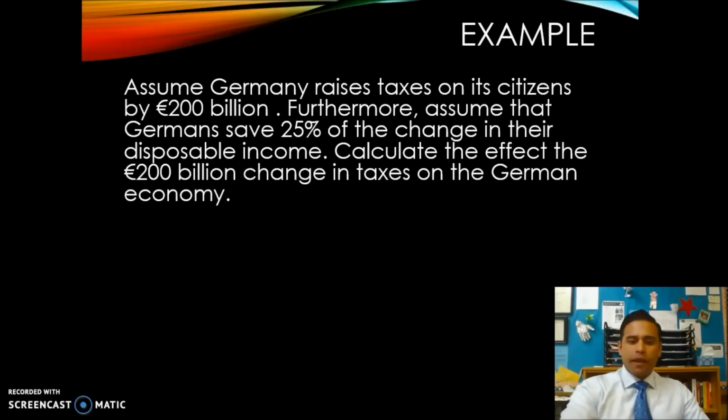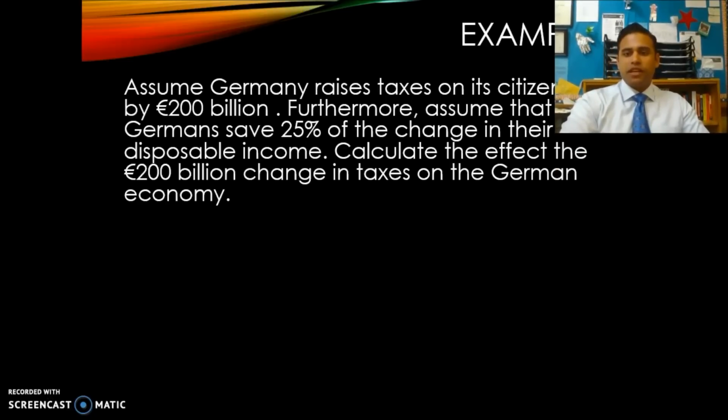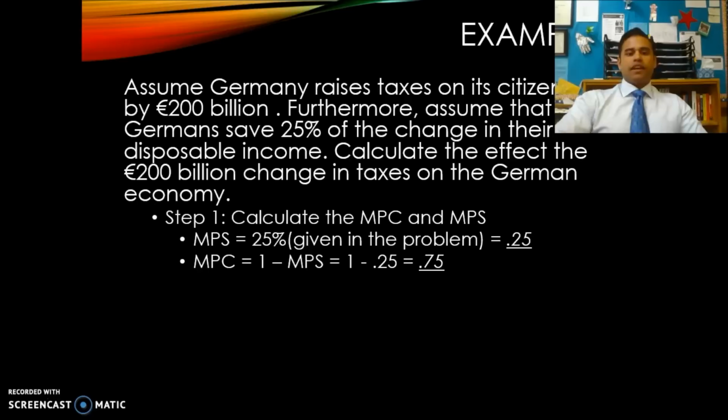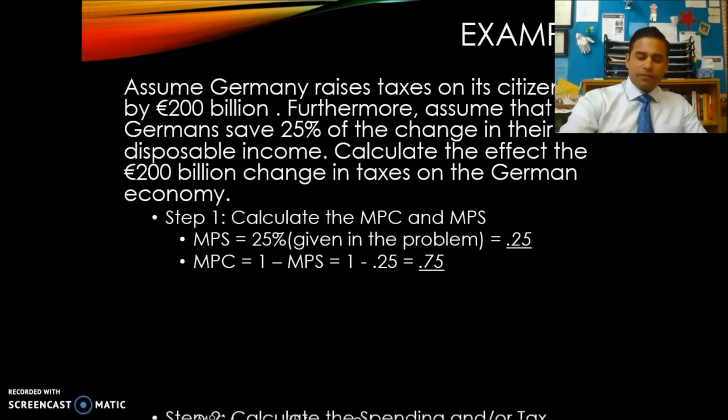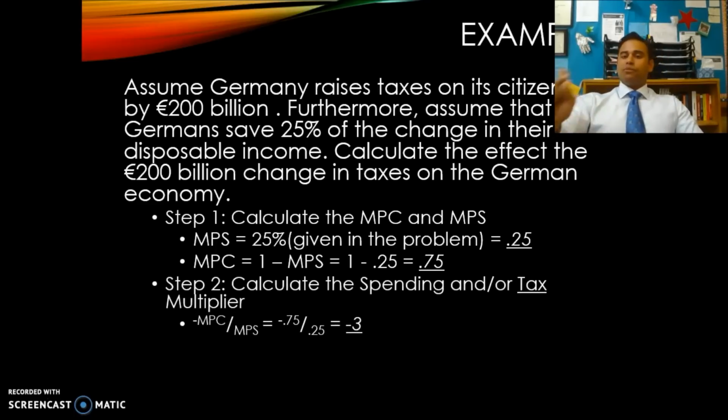All right, we're back. Let's go ahead and see what we've got. Listen, the steps are going to be the same. Step 1 is going to be calculate the marginal propensity to consume and the marginal propensity to save. So 25% of every dollar is saved. So the MPS is 0.25. The MPC is 0.75.